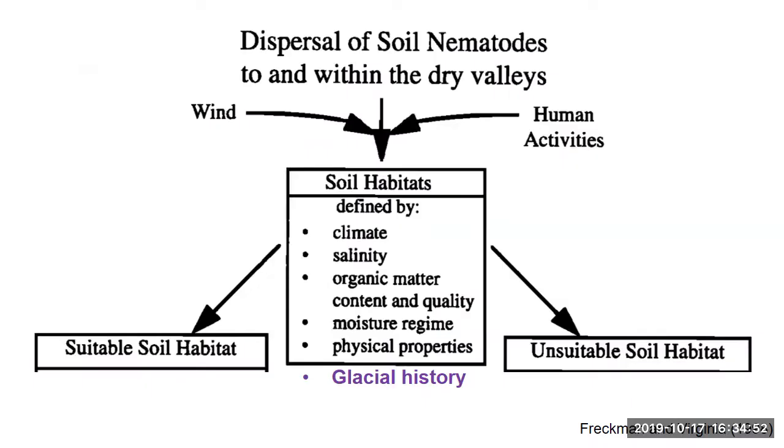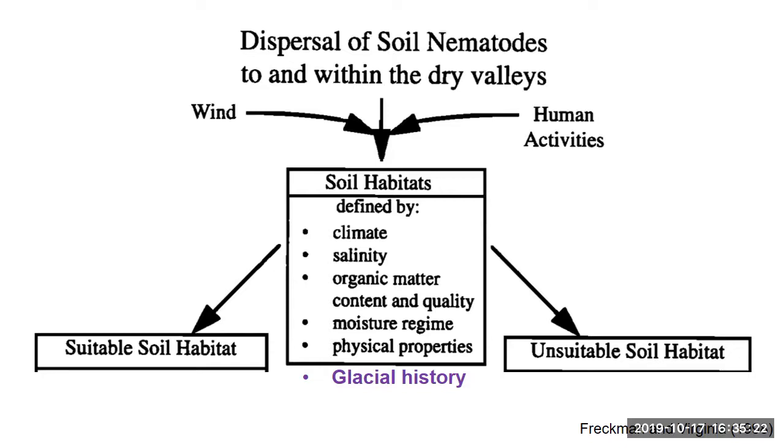And this leads us to create some habitat suitability models. And this is a model borrowed from one of the co-PIs, Diana Wall, in Ross, Virginia. And this is looking specifically at nematode worms in the Dry Valleys, but I think this model can be applied to a lot of different systems. So if you're thinking about suitable habitats, they're defined generally by climate, salinity, organic matter, moisture, physical properties, and then we're learning that glacial history is increasingly more important, and I'll address that briefly in this talk.